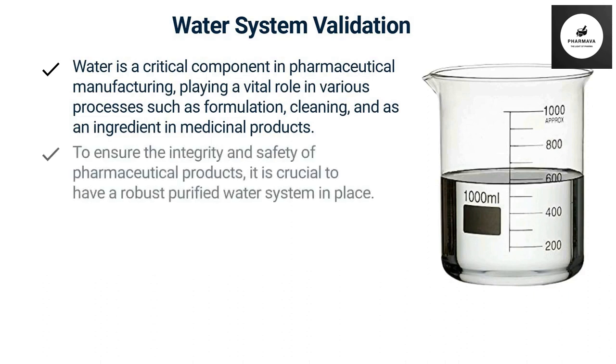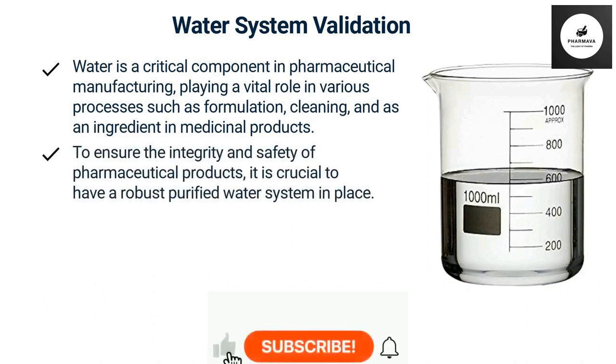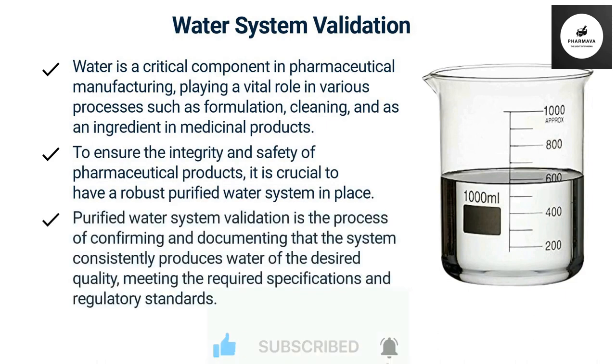To ensure the integrity and safety of pharmaceutical products, it is crucial to have a robust purified water system in place. Purified water system validation is the process of confirming and documenting that the system consistently produces water of the desired quality, meeting the required specifications and regulatory standards. In this video, we will explore the importance of purified water system validation in pharmaceutical manufacturing and the key steps involved in the validation process.